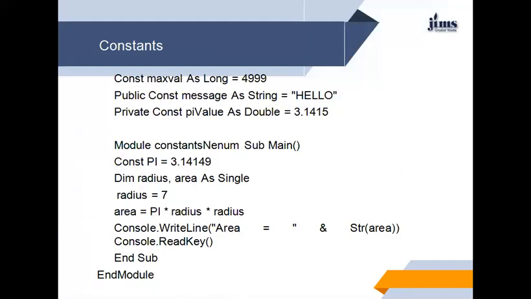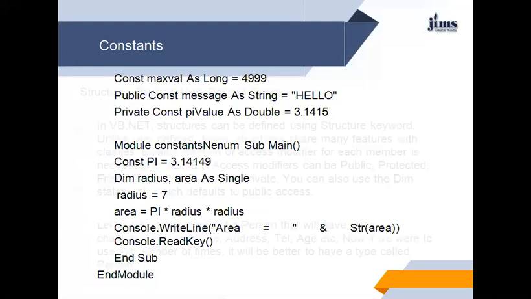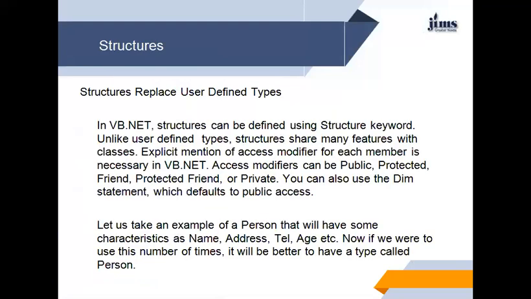Now this is an example: Private Const Pi As Double = 3.14, as we have noticed. These values are fixed. As Long 4999, String is Hello. So here it's a simple constant value. Now we'll see the structure.